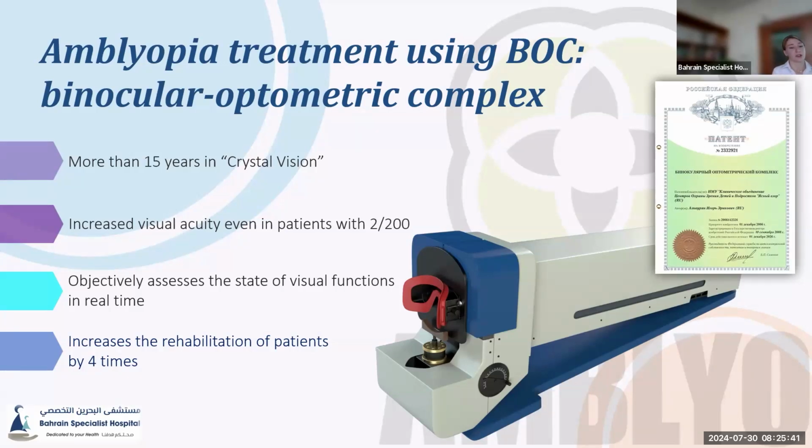During this kind of treatment, we can objectively assess the state of visual functions in real time. And with the results of treatment by BOC, the rehabilitation of patients increases by 4 times. It means visual acuity increases by 4 times. For example, for patients who see 1-2%, of course it won't be 100, but it increases from 2% by 4 times, so they see more than 10%. For them, it's very important.